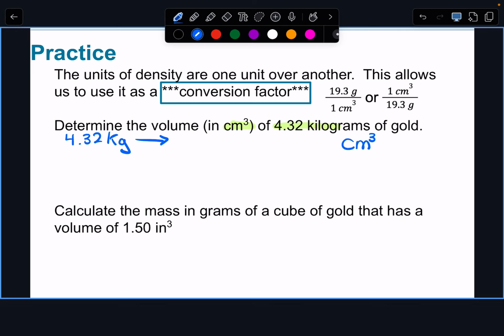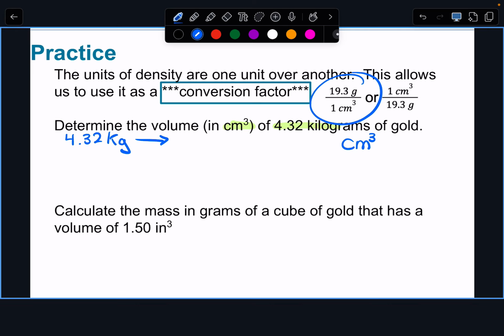Okay, so I have the density of gold, but I have it in grams and centimeters cubed, not kilograms. Your brain should be churning at this point, saying, okay, well, if I can convert the kilograms to grams, then I could use the conversion factor of density to get me from grams to centimeters cubed.